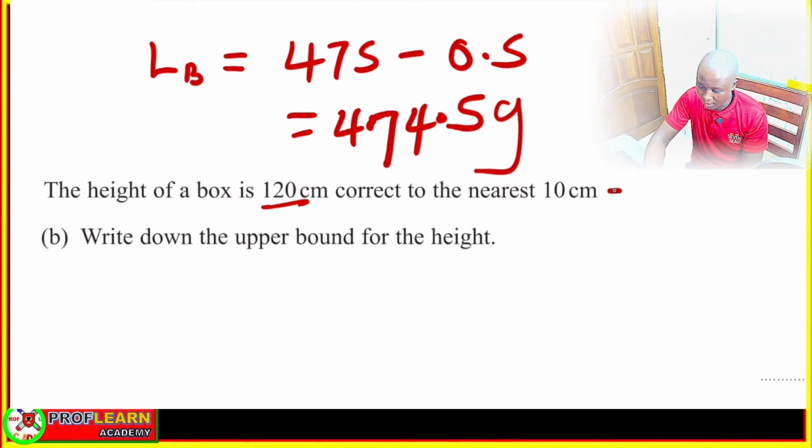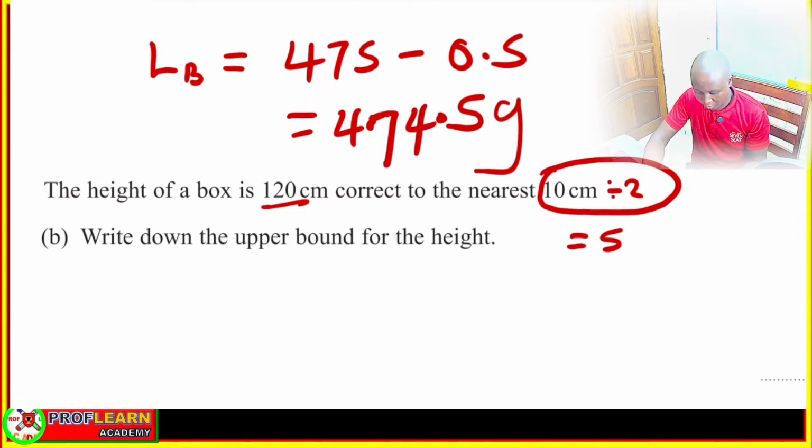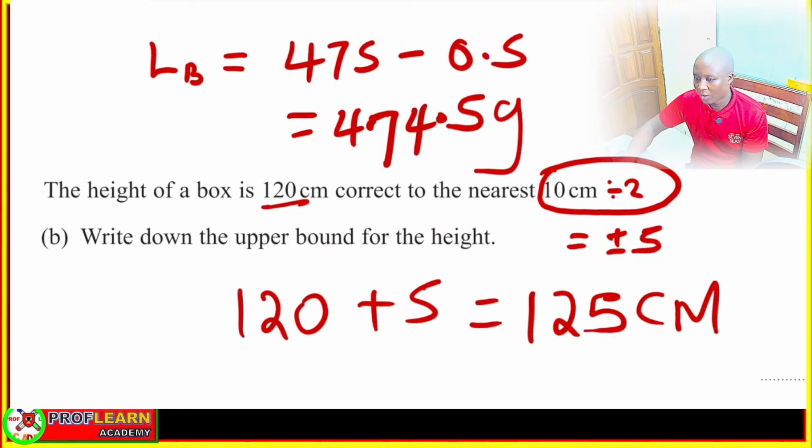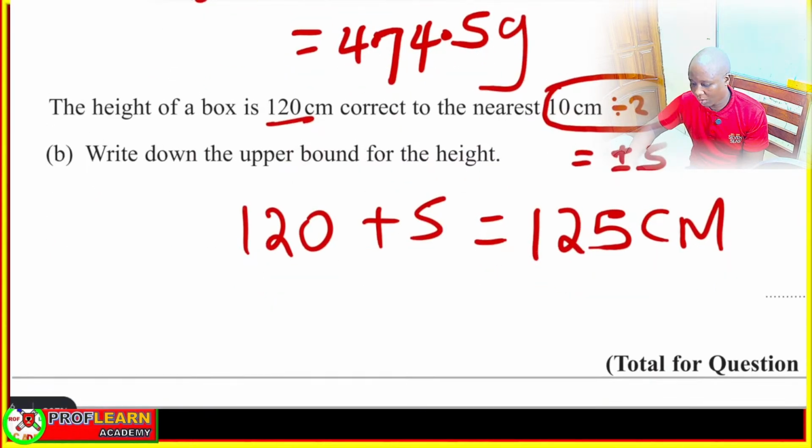So we shall take this value here, 10 centimeters, divide by 2, and that's going to be plus or minus 5. So we shall say for the length plus or minus 5, and write down the upper bound of the height. So this is going to be 120 plus 5, and that's going to be 125 centimeters. And that's what you're expected to do whenever you're asked a question like that.